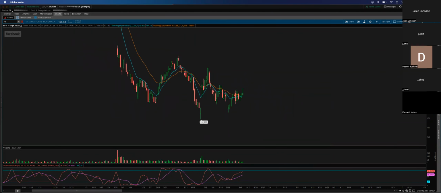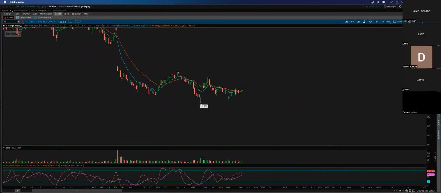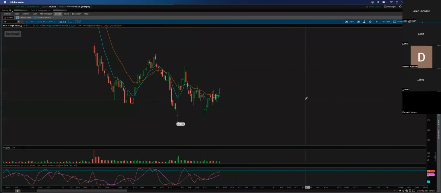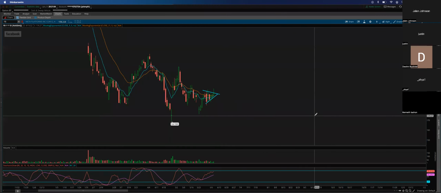So let's look. I'm trying to look for some more zones. So that's not quite it. Facebook is ugly, but it is consolidating, though. You can treat it like regular support and resistance at that point. You can draw your little triangle if you want to. That's different, right? But we're looking for supply and demand right now.